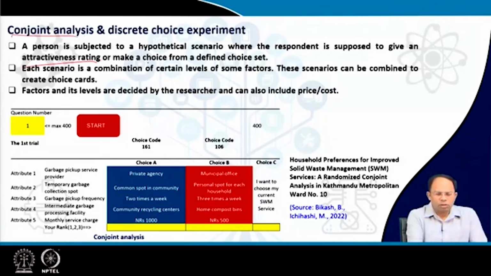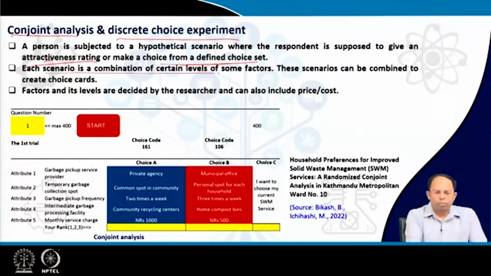Whereas I can also give them a choice, that means choice 1, choice 2. We can define a particular service in a certain way, and I can ask him whether he will choose that particular choice. Then he is choosing from a defined choice set, right? So in that case, we call it a discrete choice experiment. So it's more or less the same thing. In one, we get the attractiveness rating or some sort of rating. In the other, he chooses one of the options being presented.